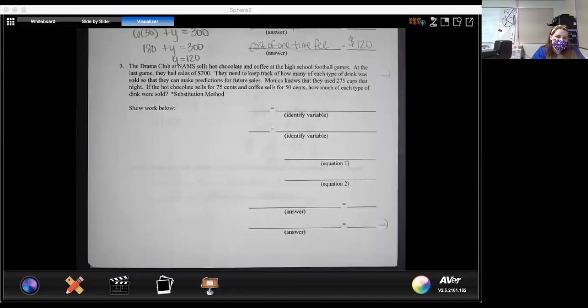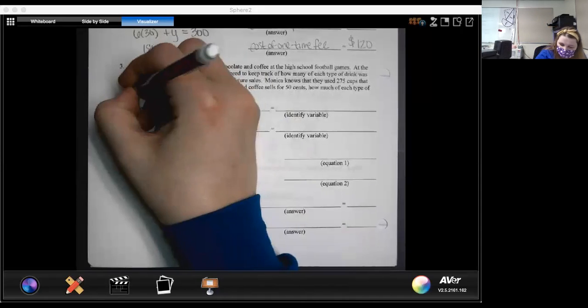At the last game, they had sales of $200. They need to keep track of how many of each type of drink was sold so that they can make predictions for future sales. Monica knows that they used 275 cups that night. If the hot chocolate sells for 75 cents and the coffee sells for 50 cents, how much of each type of drink was sold?